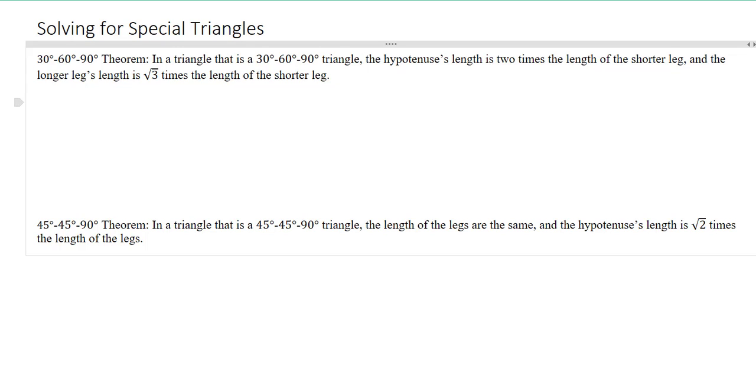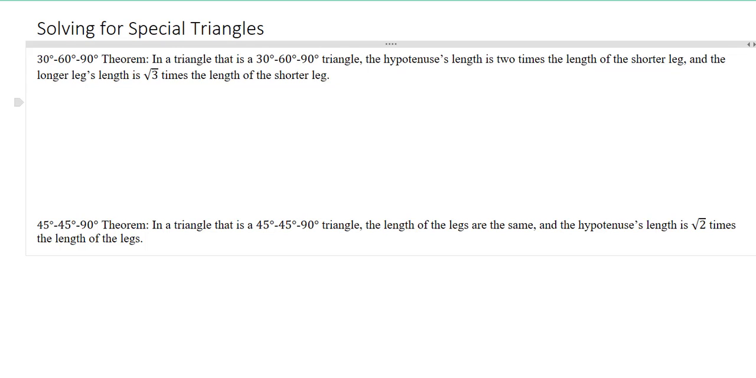Solving for special triangles. In this video, we're going to go over the 30-60-90 triangle and the 45-45-90 triangle. In the 30-60-90 theorem, in a triangle that is a 30-60-90 triangle, the hypotenuse length is 2 times the length of the shorter leg, and the longer leg's length is the square root of 3 times the length of the shorter leg.